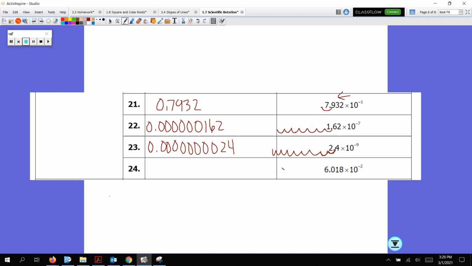All right, number 24. Here we go. We need to move it 2 places. 1, 2. That wasn't too bad. And I put that 0 out front just because it lets me know that that's where the decimal is, right? And that's how your calculator writes the answer too. All right, 0.06018. That is fabulous.